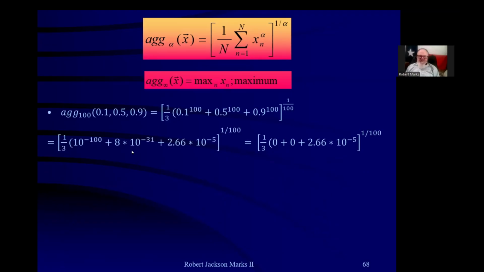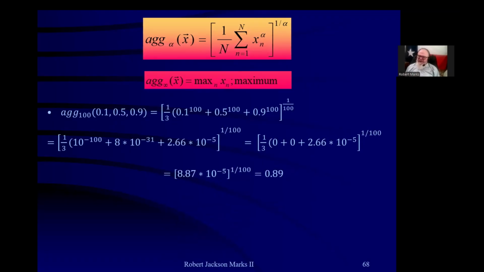And you notice this is incredible because on the left side we have 10 to the minus 100th, 10 to the minus 31st, and 10 to the minus 5th. In comparison with 10 to the minus 5th, this and this are zero, right? This is like 26 orders of magnitude smaller than the biggest number here. And this one is 95 orders of magnitude smaller than this big number. So this is essentially taking 1/3 of 0 plus 0 plus the 0.9 raised to the 100th. And then if we take this to the 100th power, we indeed get 0.89.